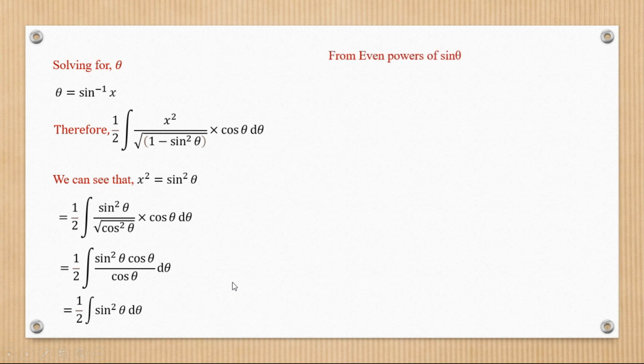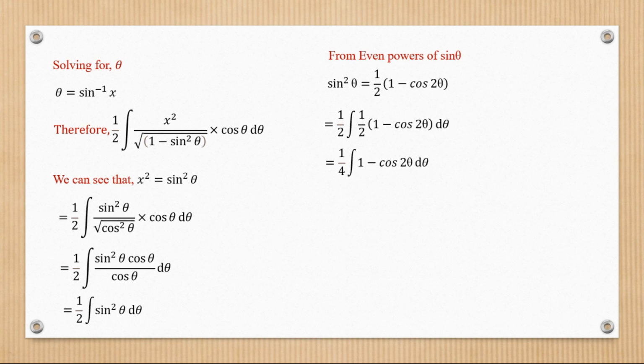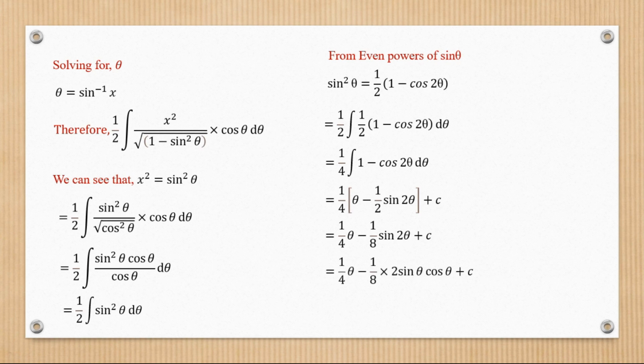Now, this is an example where there are even powers of sine theta. So remember, for even powers of sine theta, sine squared theta is equal to a half into 1 minus cos 2 theta. This is very, very key. So we shall have a half into the integral of a half bracket 1 minus cos 2 theta d theta. Now we can pull out a half, and we'll have a quarter into the integral of 1 minus cos 2 theta d theta. When you integrate that, we will have a quarter into theta minus a half sine 2 theta, and when we multiply the quarter inside, we'll have a quarter theta minus 1 over 8 sine 2 theta plus c.